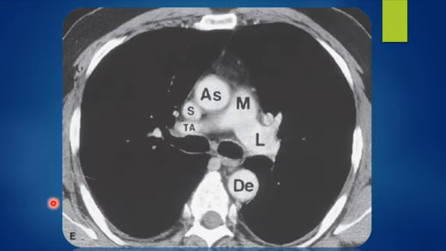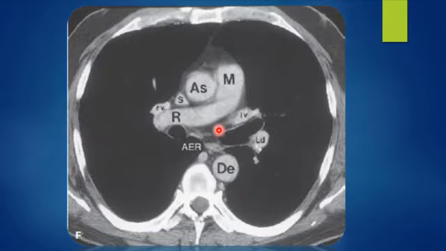Coming down, we have the main and left pulmonary artery levels. This is the main and left pulmonary artery level. Ascending aorta, descending aorta, truncus anterior branch of the right pulmonary artery. In this level, we are at the right pulmonary artery and azygoesophageal recess level. This is the main pulmonary artery, right pulmonary artery. This is the azygoesophageal recess.